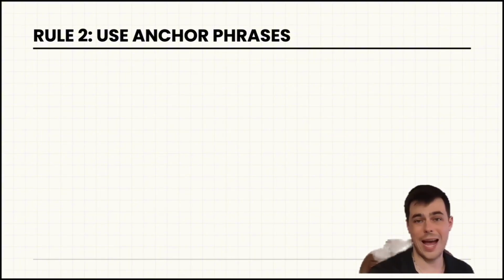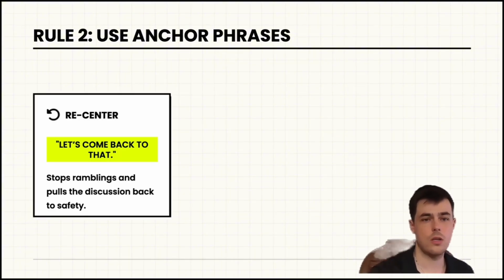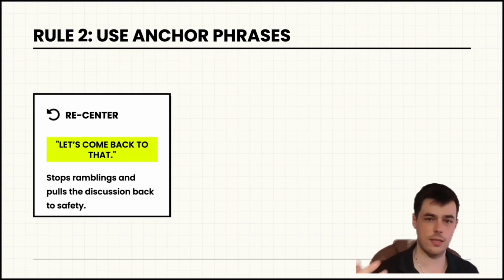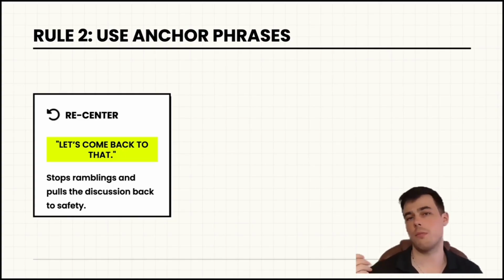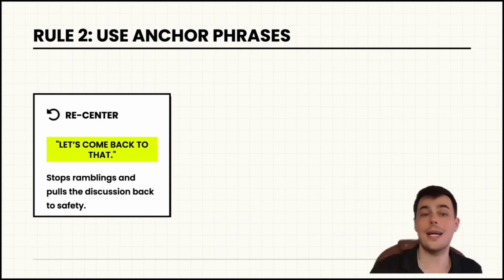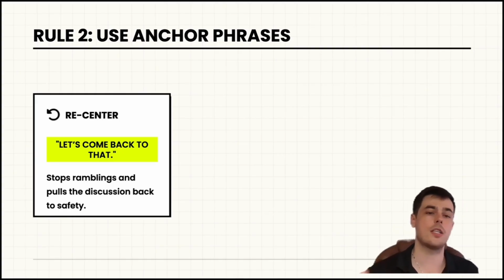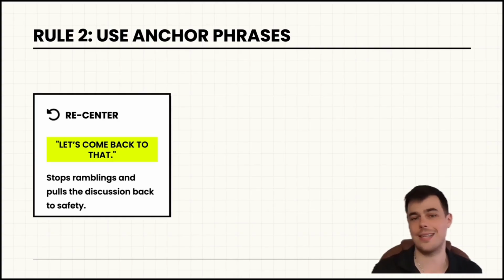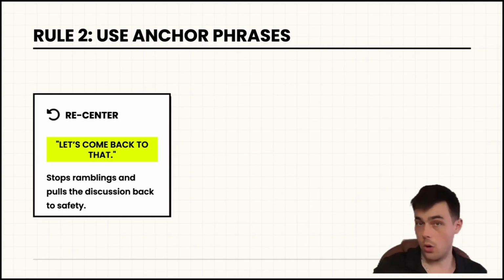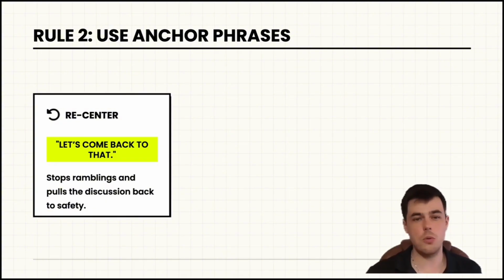Next is to use anchor phrases. So, recenter. Just like the sentence starters, have some phrases ready to help you change the flow of the discussion. So you can say, let's come back to that. You're recentering. This stops ramblings and pulls the discussion back to safety. I'll give you more examples of things you can say, but really you only need 1 or 2 for each scenario.